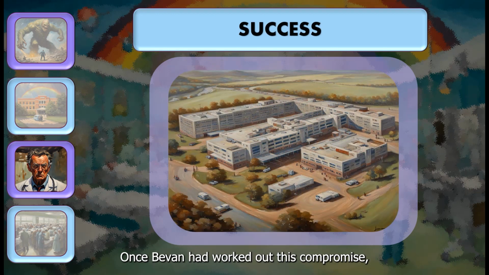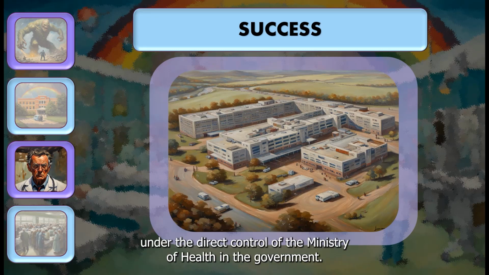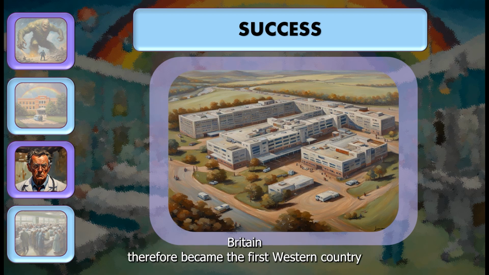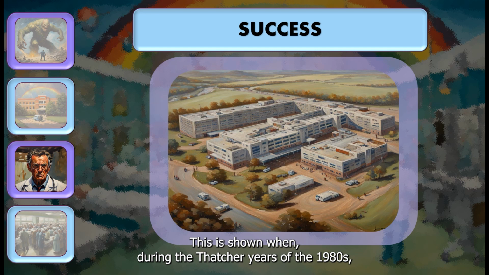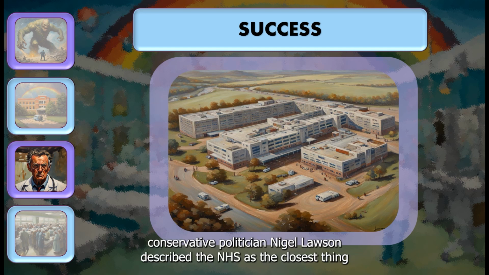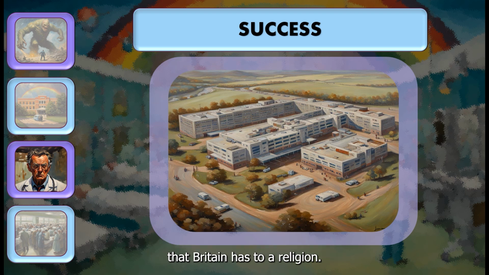Once Bevan had worked out this compromise, the NHS was born. In 1948, 2,688 hospitals were placed under the direct control of the Ministry of Health in the government. Britain therefore became the first Western country to offer a free healthcare service to all its citizens. Since then, the NHS has received a tremendous level of success and now has cross-party support. This is shown when during the Thatcher years of the 1980s, Conservative politician Nigel Lawson described the NHS as the closest thing that Britain has to a religion.